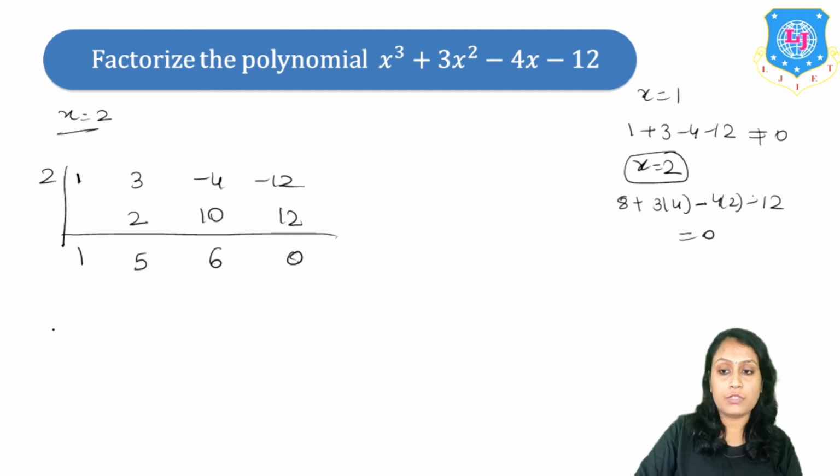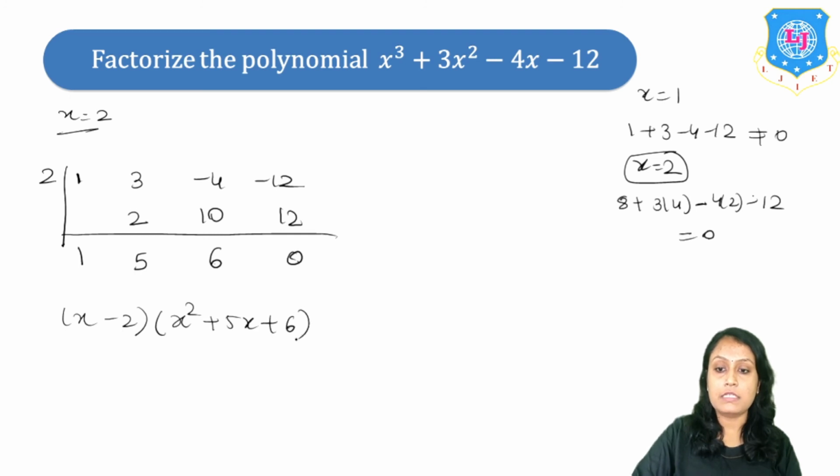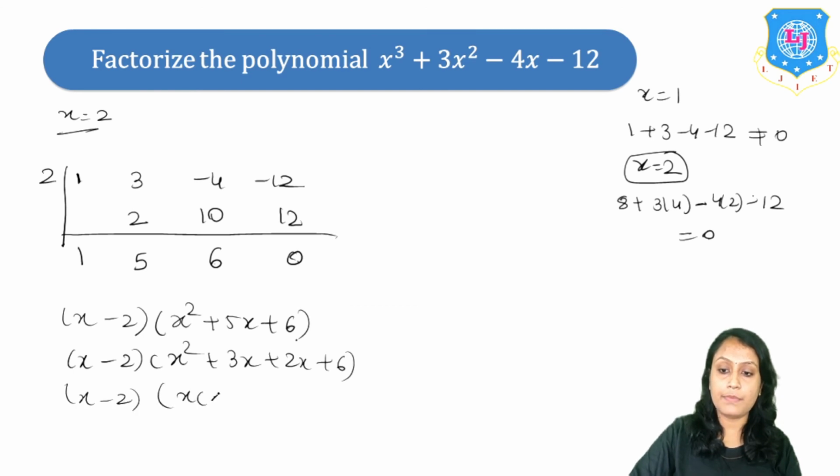x is equal to 2 is a root, therefore we will write x minus 2. Now from these 3 terms we will write x square plus 5x plus 6. So this is x minus 2. Again, we know this is x square plus 3x plus 2x plus 6. Simplify this: x plus 3 into x plus 2. So your final answer is x minus 2, x plus 2 and x plus 3.